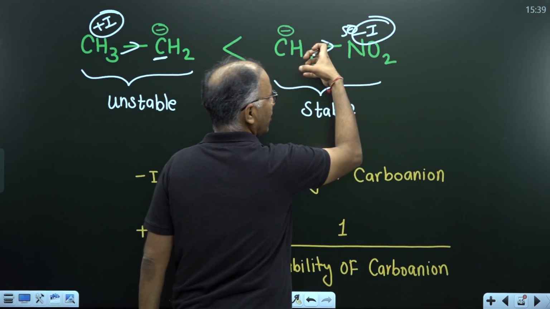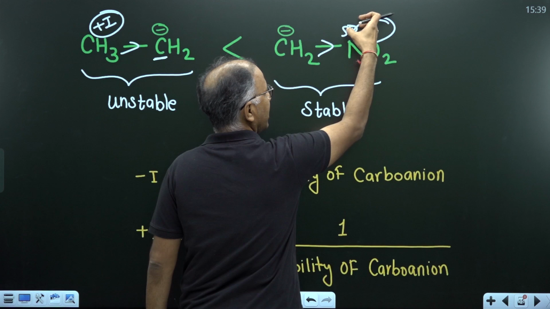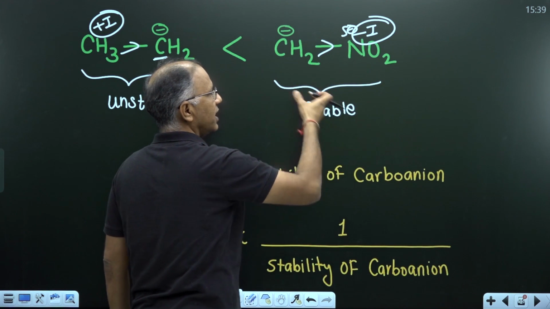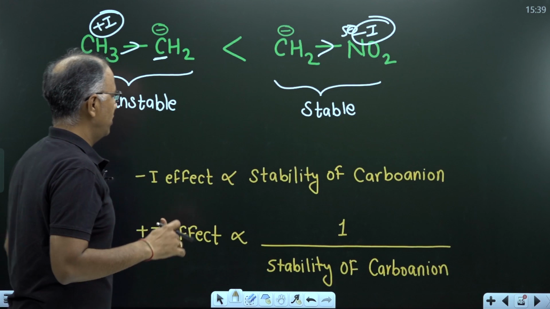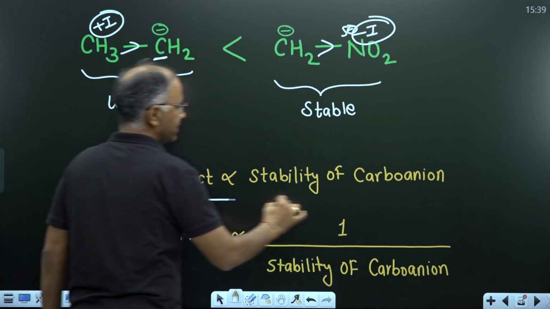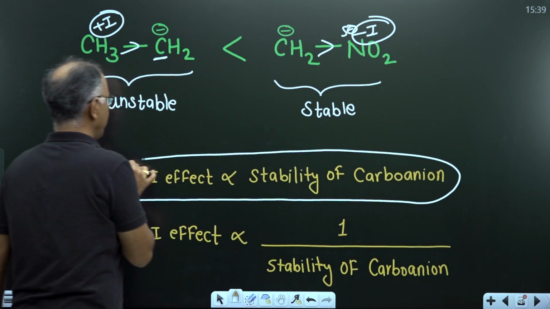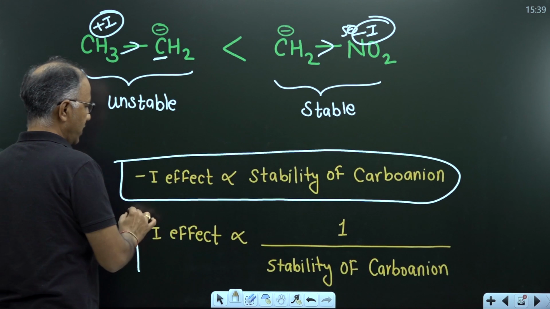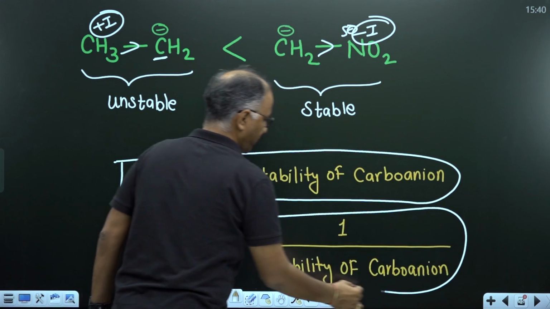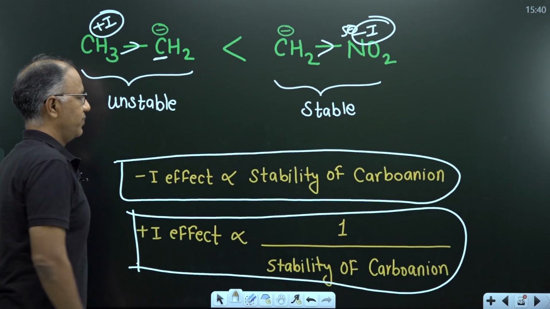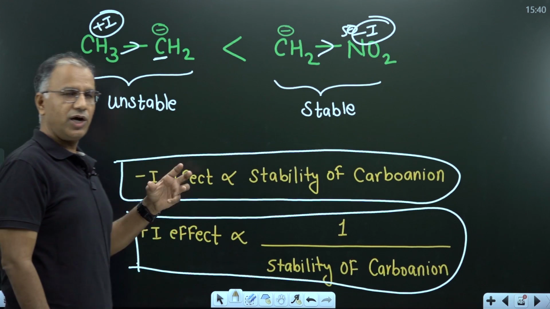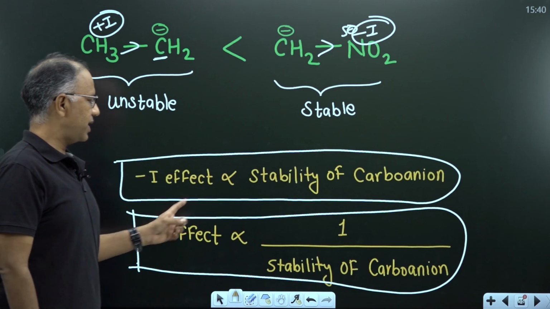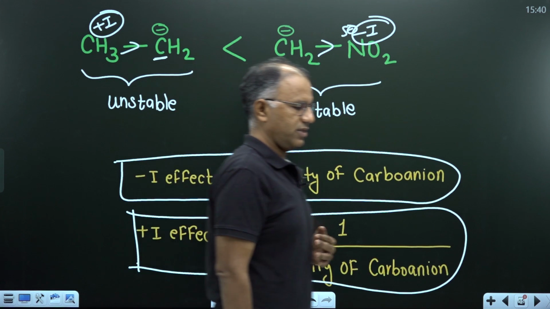Minus I means electron withdrawing. This means it will carry partial negative charge. More minus I, more atoms will carry negative charge. This means more dispersion of negative charge. So we can say that minus I is directly proportional to the stability of the carbanion. Plus I is inversely proportional to the stability of the carbanion. Minus I and the carbanion must be nearer to each other. Plus I and the carbanion must be away from each other.